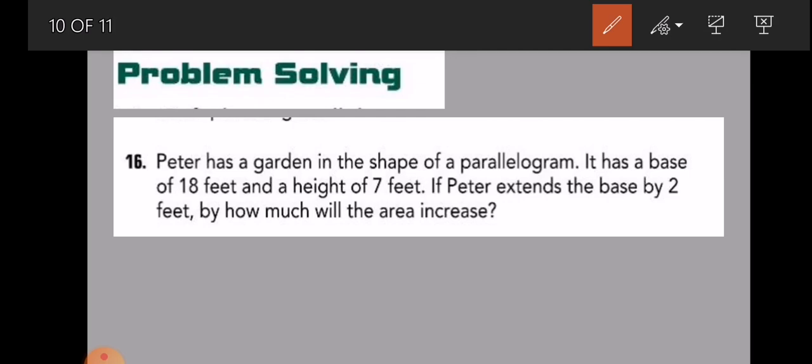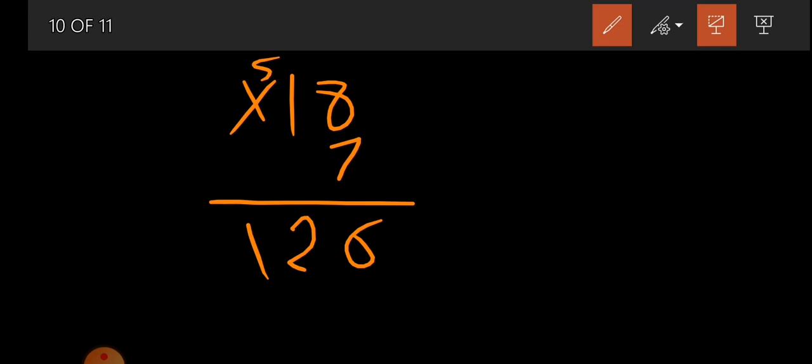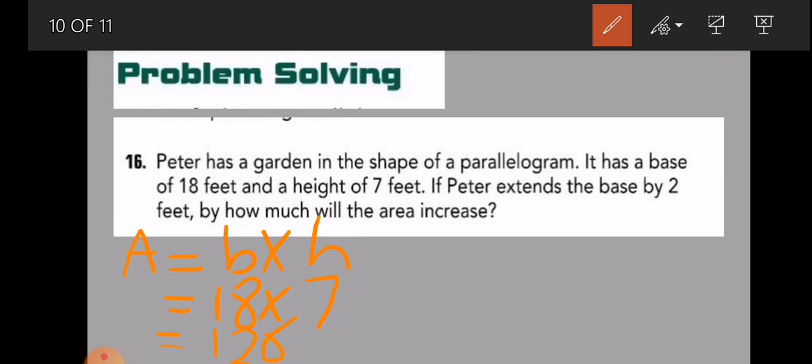So sure, my area will increase. It will increase by what? So I have to get the two areas, then subtract them. Okay, so the original area was base times height. My base is 18, my height is 7, so the area is 18 multiplied by 7. 7 times 8 gives me 56. 1 times 7 is 7, plus 5 is 12, so 126 feet squared.